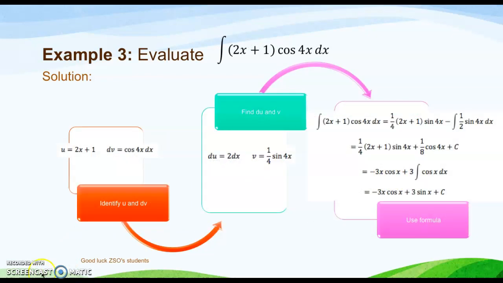So same as this one, you have algebra and trigonometric functions. So LIATE: u is equal to 2x plus 1, dv equals cos 4x dx. This is the same solution. You need to differentiate and integrate: differentiate u to get du, integrate dv to get v, and then use the formula. Right?